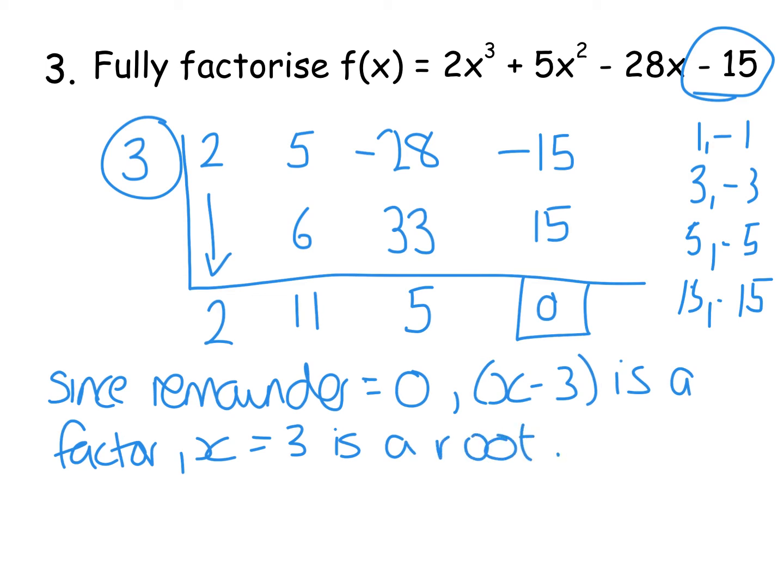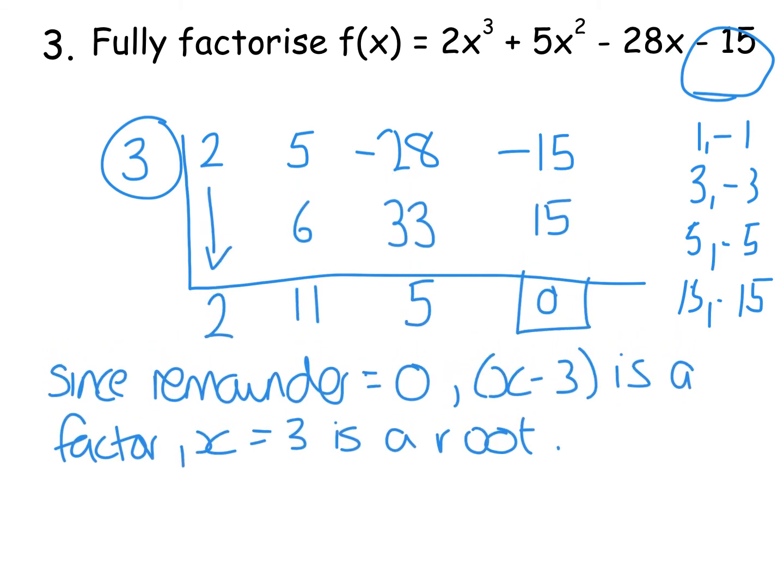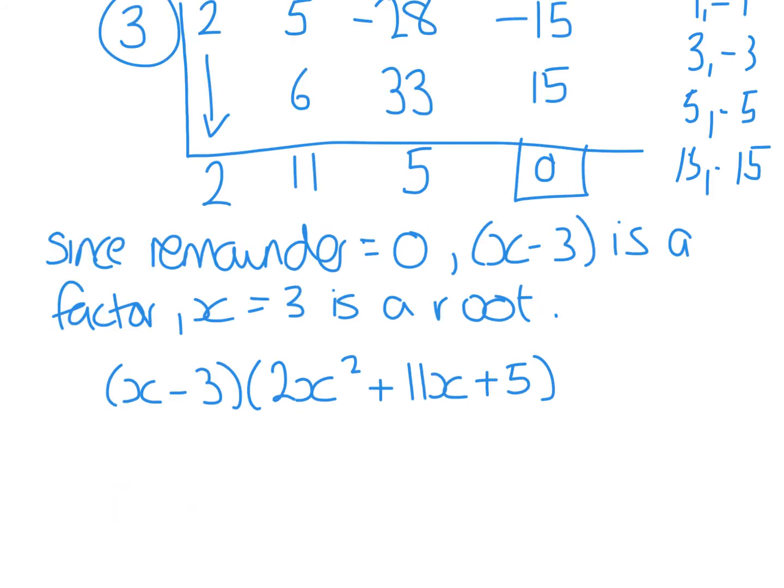Right, now I have to fully factorise it. So, to fully factorise it, my first factor was x minus 3. Then my quotient would have been 2x squared plus 11x plus 5. Okay, and then we're going to factorise this.